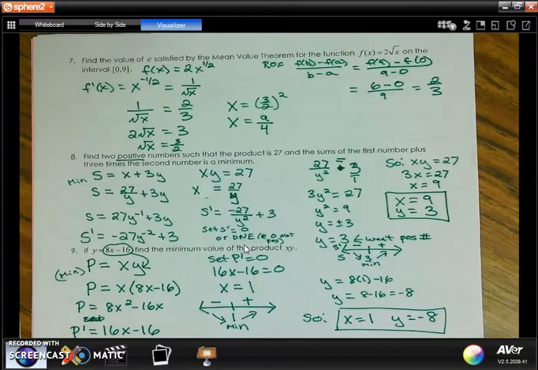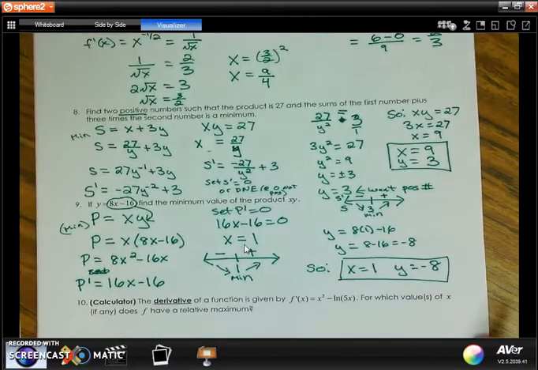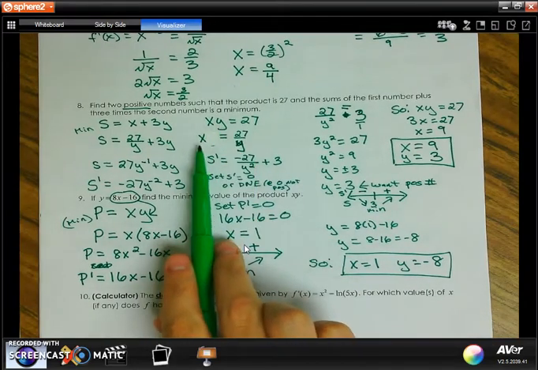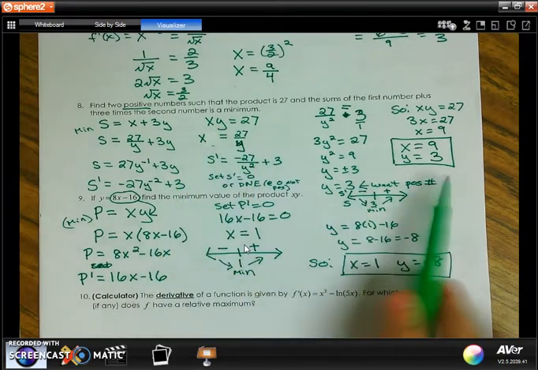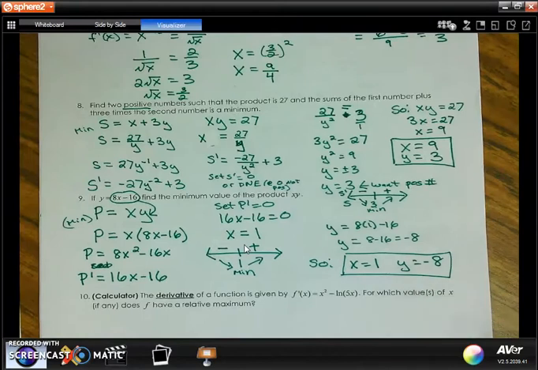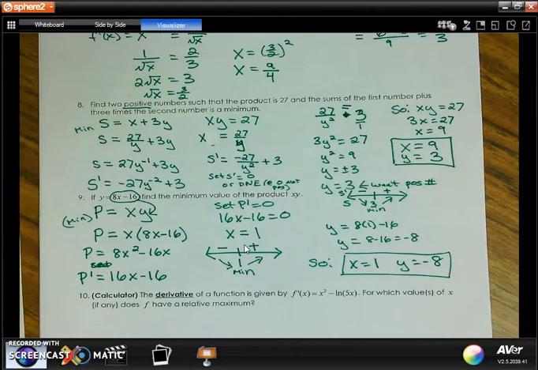Okay. The optimization problems here, you could have over here solved for y instead of x. Either way, you should end up with the same answer there. Make sure you know how to do this one like 8 and 9. Those are definitely both on your test as well. Okay, so moving on to the calculator section.